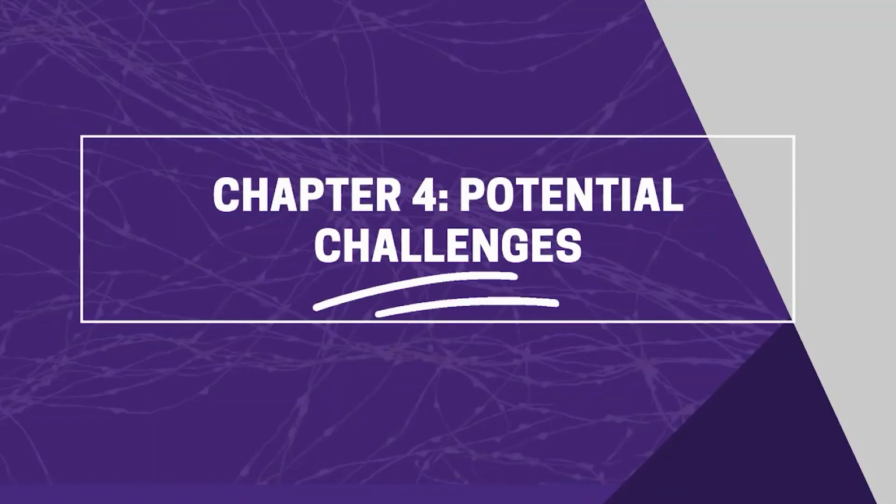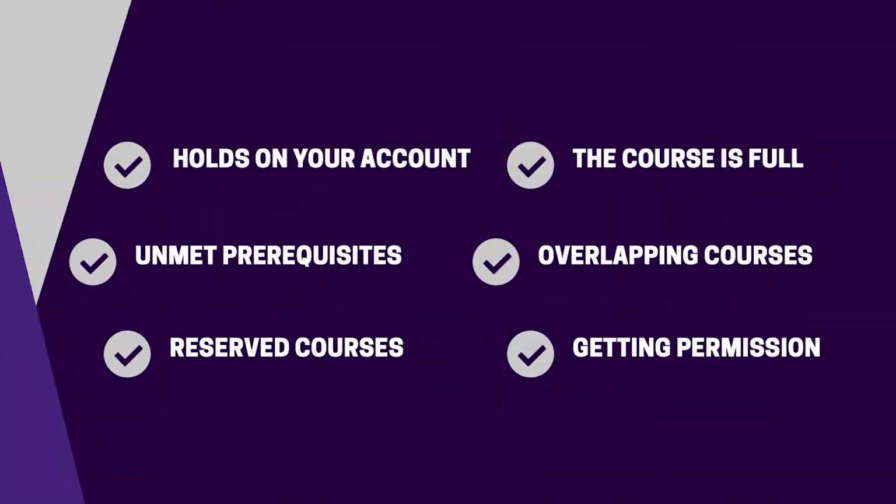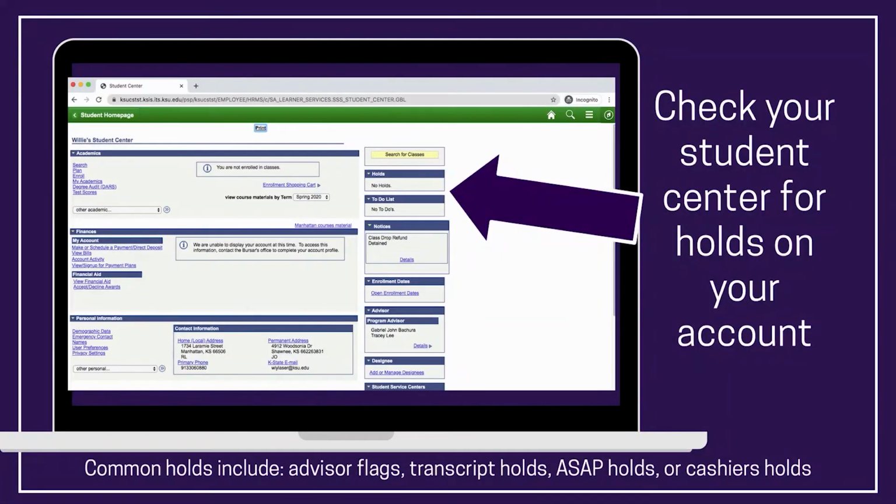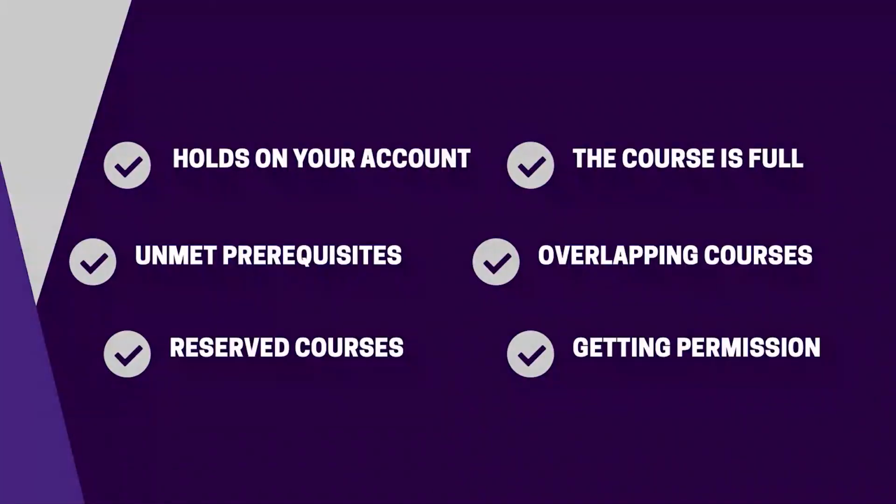Chapter 4, Potential Challenges. One common reason you might get an error on your enrollment is because of a hold on your account. Some holds can prevent enrollment for the next semester. You can view holds on your Cases Student Center. Common holds include advisor flags, transcript holds, ASAP holds, or cashier's holds. By clicking on any of these holds, you can see who to contact to get this resolved.